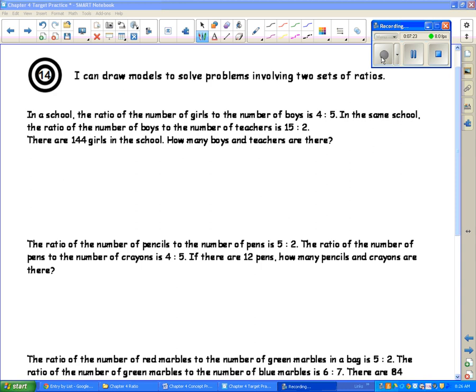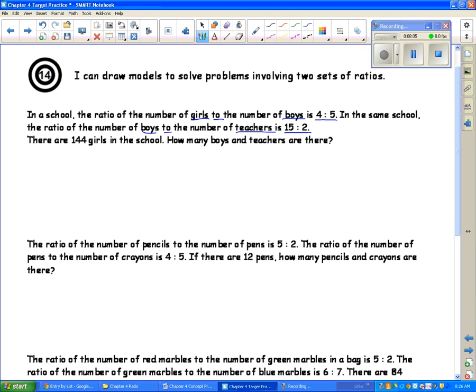Okay, so let's move to the first problem on the Target 14 page. I can draw models to solve problems involving 2 sets of ratios. All right, so our first problem, in a school, the ratio of the number of girls to the number of boys is 4 to 5. That's one ratio. Now we have a completely different ratio giving the number of boys to the number of teachers, and that's 15 to 2. Then it states there are 144 girls in the school. How many boys and teachers are there?